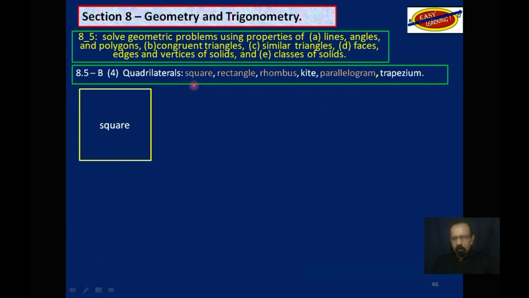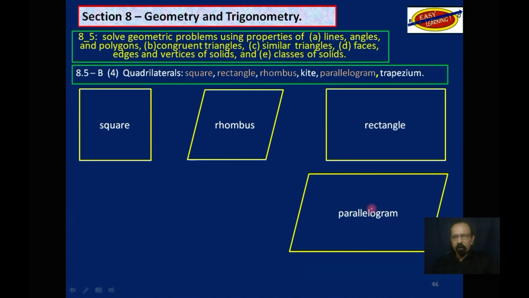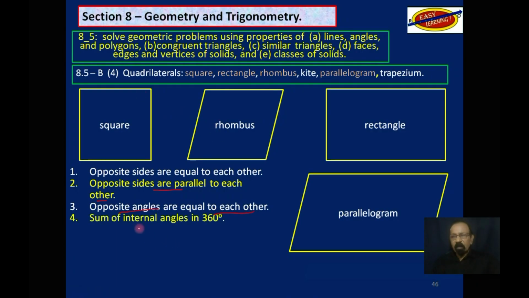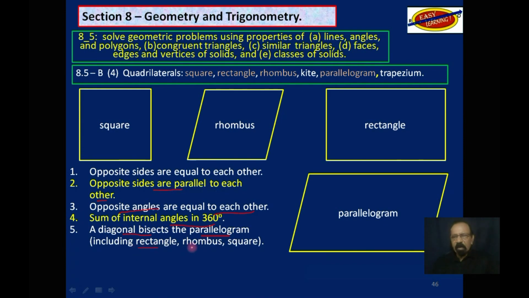So let's put all of that together. You have square, rectangle, rhombus, parallelogram. We just looked at this. Opposite sides are equal to each other. Opposite sides are parallel to each other. Opposite angles are equal to each other, even if those opposite angles may be 90 degrees. The sum of the internal angles is 360 degrees. A diagonal bisects the parallelogram, whether it's a rectangle, a rhombus, or a square, and divides it into two equal parts. The diagonals bisect each other. That holds for all of those shapes you see there.